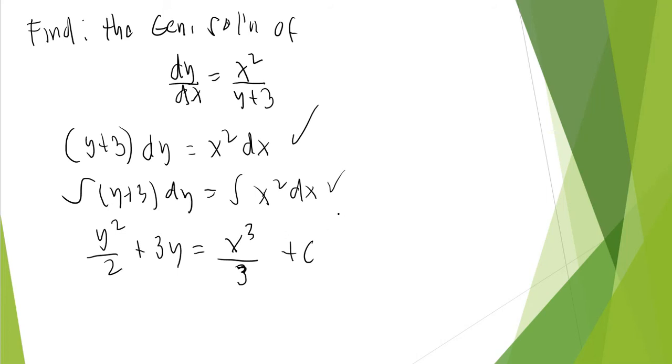So, what you will notice here, class, is that on the right side we always add a constant of integration, an arbitrary constant plus C. Okay, so this is the answer for both steps 1 and 2.